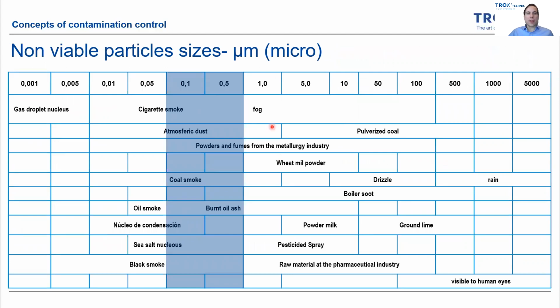If we look at the particle sizes, the non-viable particles, that means the particles that don't carry life and don't generate life, cover a really wide range of sizes, and we need to treat them, and depending on the size, we will have better methods of treating them. In the medical range, we have cigarette smoke, atmospheric dust, powders from the smoke industry, coal smoke, and the particles generated by the combustion of engines. So we have a wide spectrum of particles in this medical interest range.